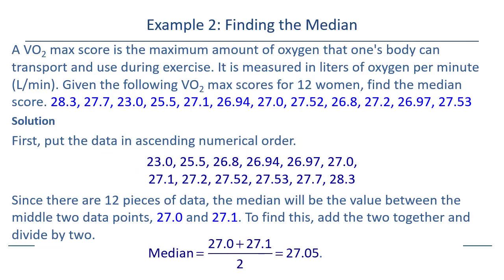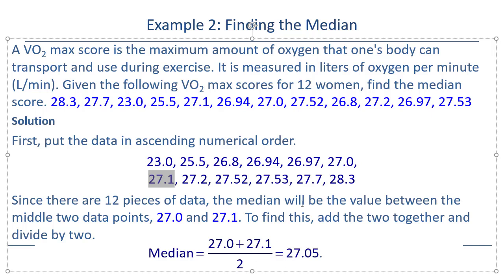So here's another set of data. First, we have to put it in ascending numerical order, i.e. from smallest to biggest. Since there are 12 pieces of data, the median is going to fall right in between the 6th and the 7th, right? So we've got 1, 2, 3, 4, 5, 6, and then here's our 7th. So the median's in between those two, and whenever it lands in between two, you take their average.